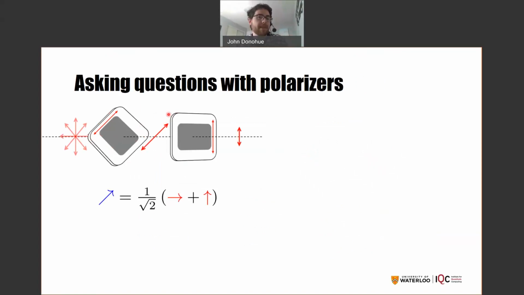So everything that makes it through that diagonally polarized filter is now diagonally polarized. I now have one single diagonally polarized photon, and I ask it the question, are you horizontal or vertical, using a vertically polarizing filter? To answer this question, I have to think about, okay, I have my diagonally polarized photon. How can I describe it in terms of its horizontal and vertical components?